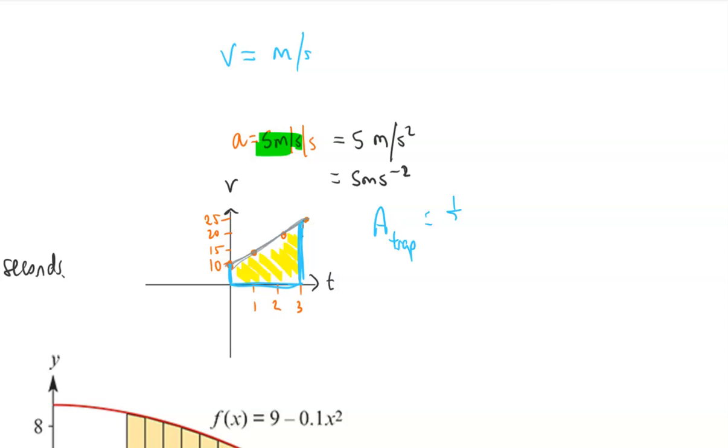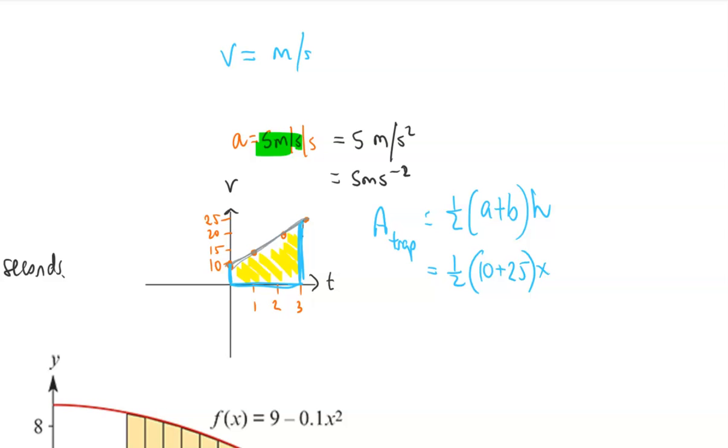Half of A plus B times H. Okay, A and B are my parallel sides, H is my height, the distance between them. Okay, so I've got a half. A and B are the heights of my parallel sides, so in this case it's going to be 10 plus 25.